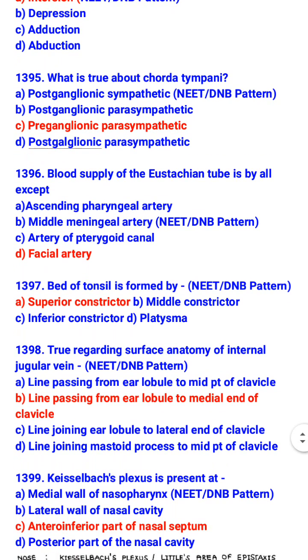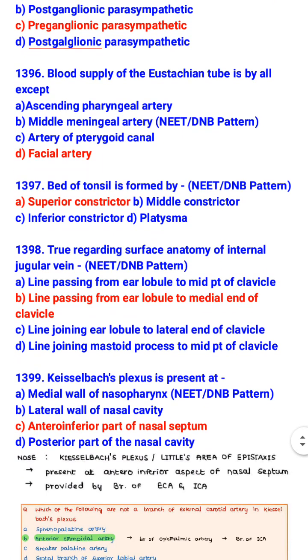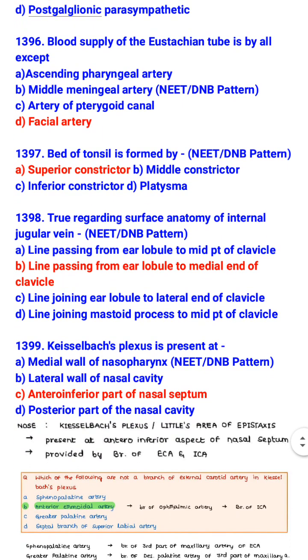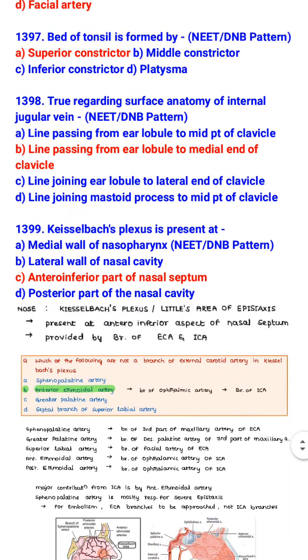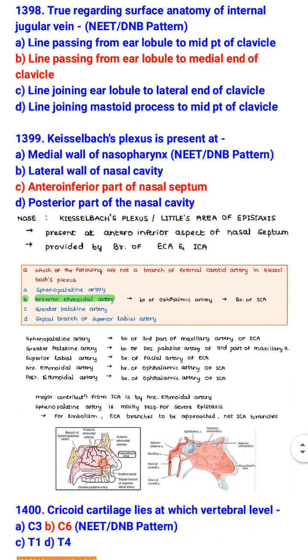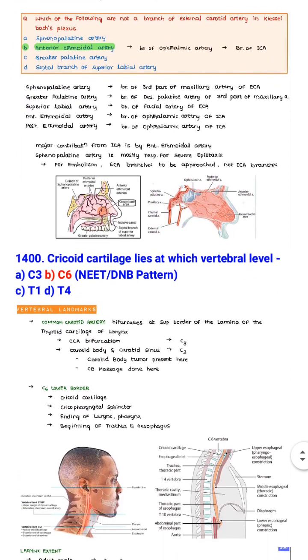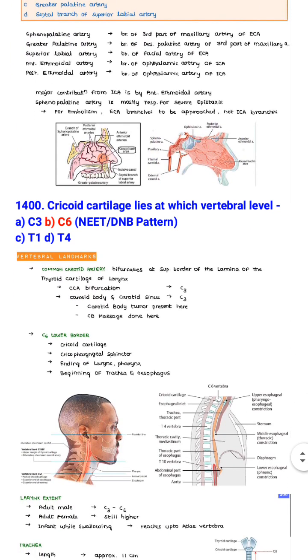Bed of tonsil is formed by superior constrictor. True regarding surface anatomy of internal jugular vein: line passing from ear lobule to medial end of clavicle. Kiesselbach's plexus is present at antero-inferior part of nasal septum. Cricoid cartilage lies at which vertebral level? C6.